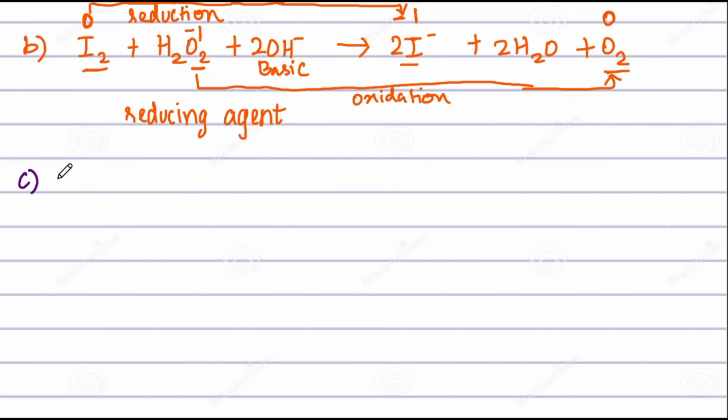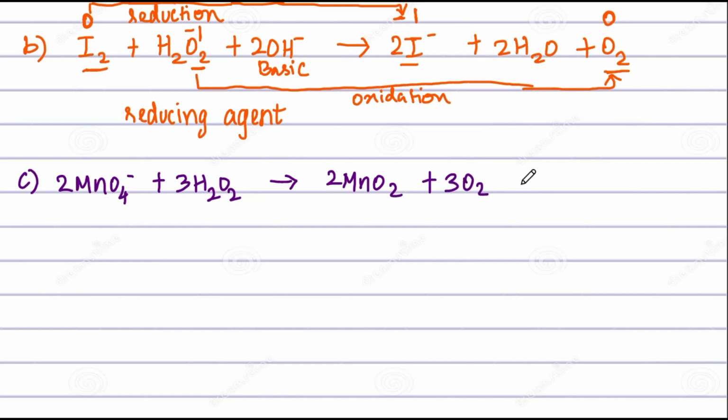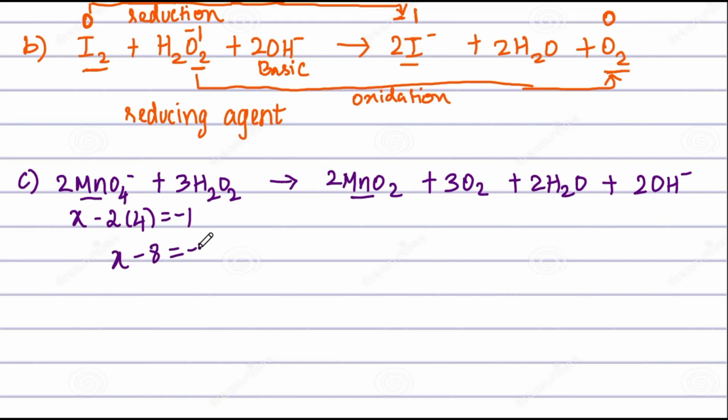Next equation is 2MnO4 minus plus 3H2O2 gives 2MnO2 plus 3O2 plus 2H2O plus 2OH minus. So let us see the oxidation state of manganese in the reactant and product. X minus, the oxidation state of oxygen is -2 into 4 atoms, everything equal to -1. X minus 8 equal to -1, and the value of X is +7. Already we have seen this. And on the product side, X minus 2 into 2 equal to 0. X minus 4 equal to 0, and the value of X is +4.